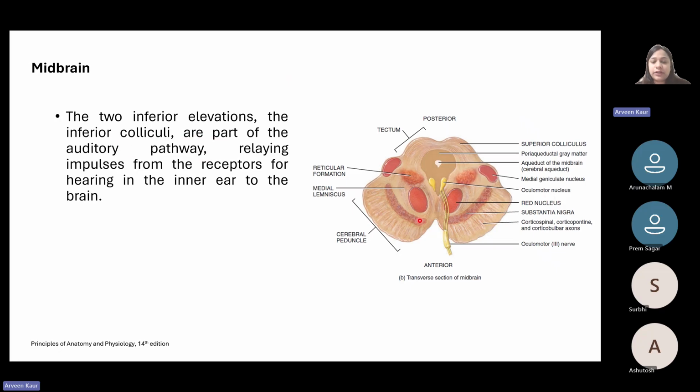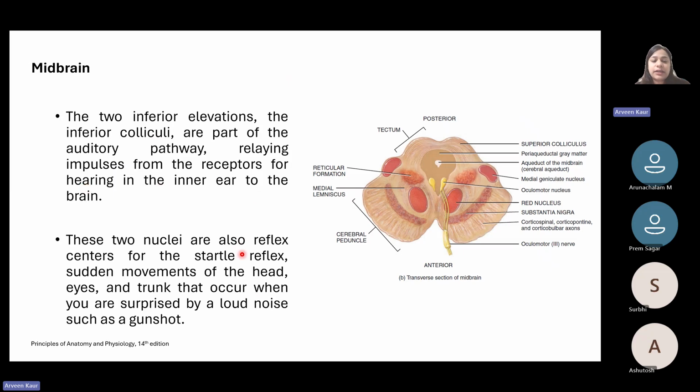This one, inferior colliculi, right? They are part of the auditory pathway relaying impulses from the receptors for hearing in the inner ear to the brain. These two nuclei are also reflex centers for the startle reflex, sudden movements of the head, eye, and trunk that occur when you are surprised by a loud noise such as a gunshot. So that startle reflex is also located over here in the midbrain, right?